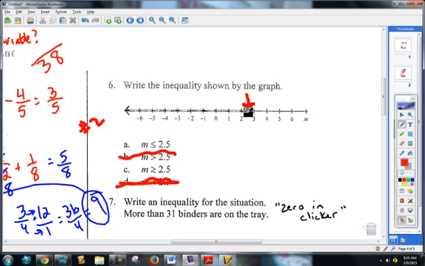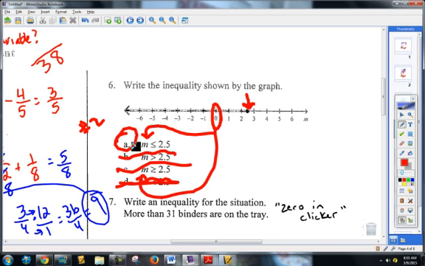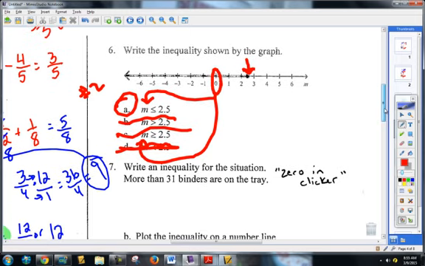Okay. Now, you could do this two ways. You could just realize that that's showing numbers less than 2.5. Or could I just pick a number that's in my solution set? Would 0 make this true? Yes. Would it make this true? No. There we go. Letter A. But that is showing M solutions less than or equal to 2.5.